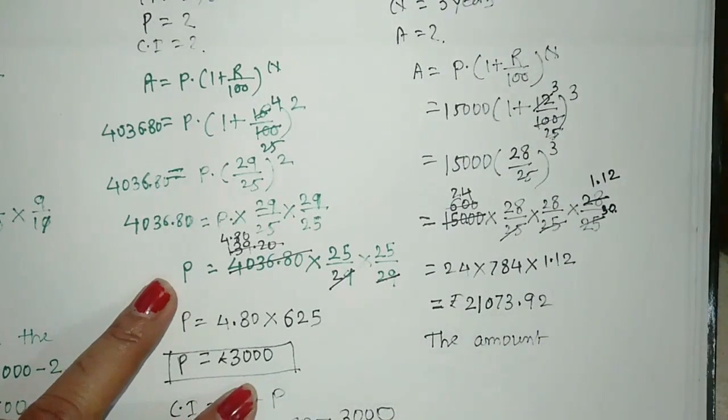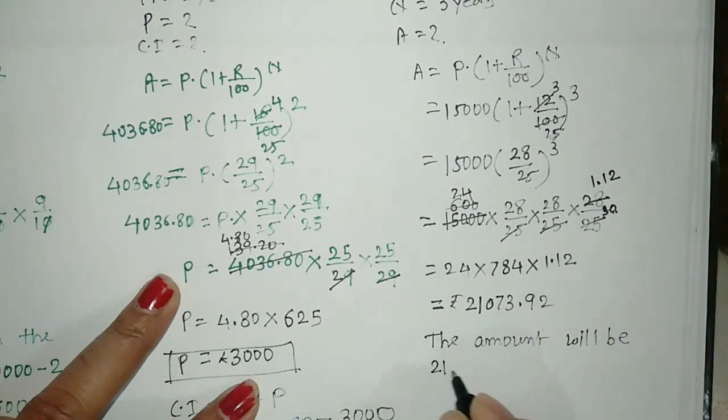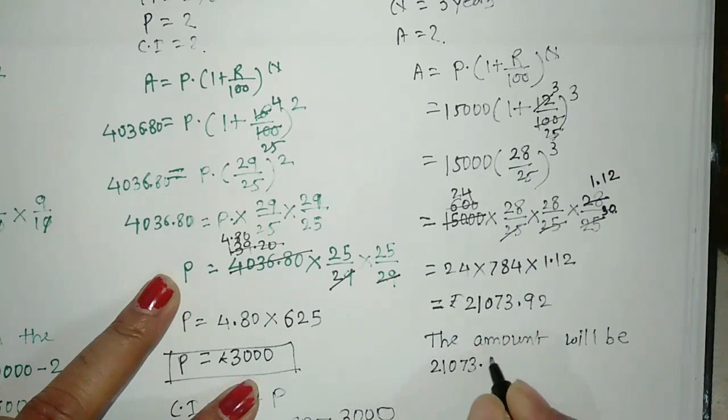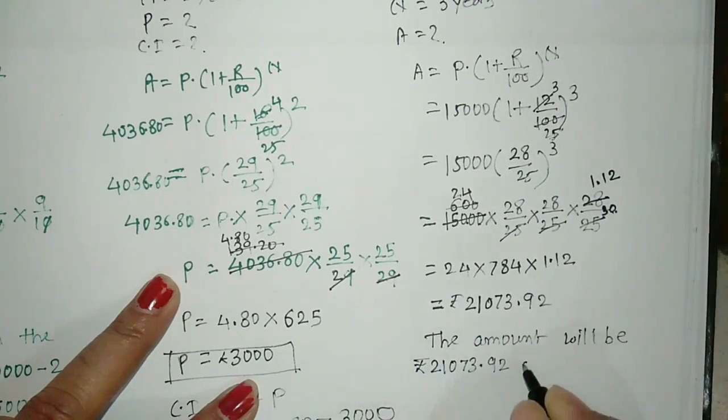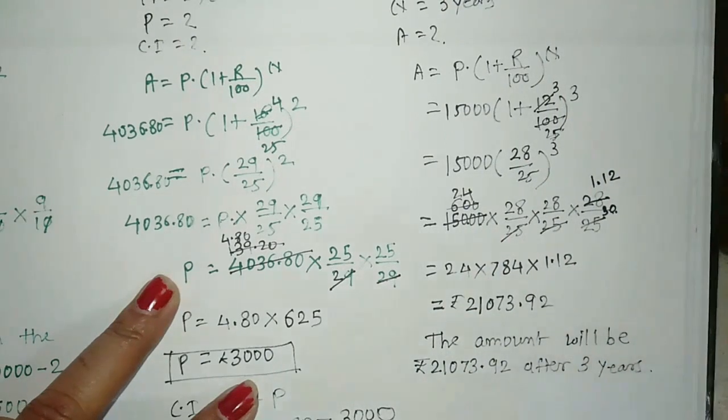So write down the answer line. The amount will be 21,073.92 rupees after 3 years. Very simple.